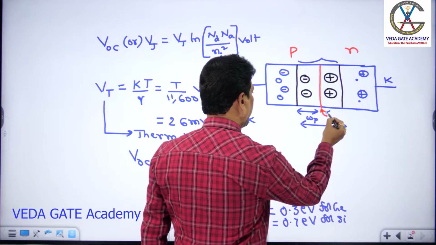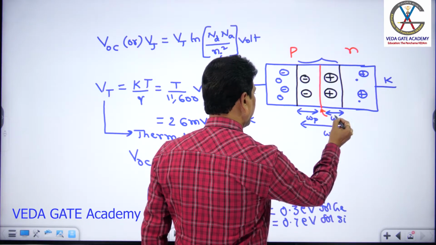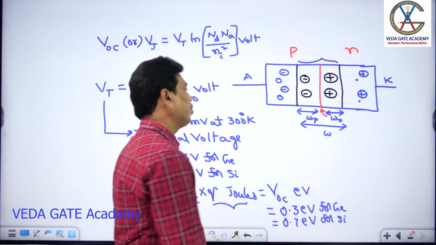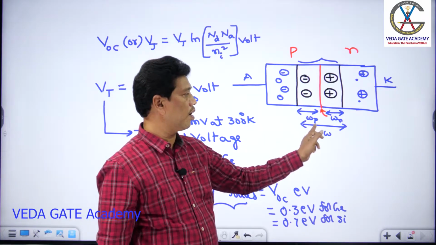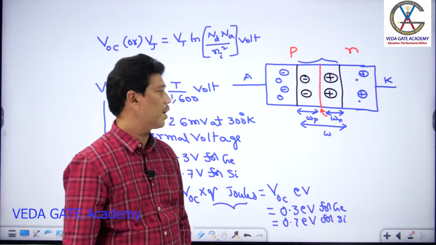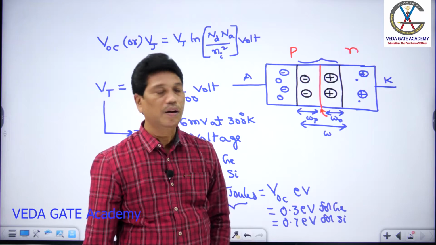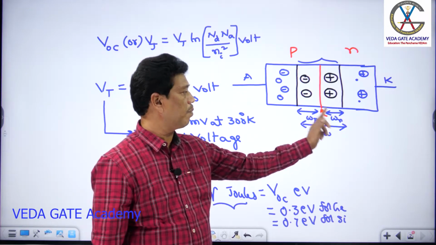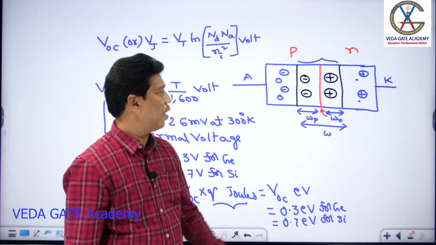What is the width of the barrier on N side? You can call it WN. Okay, the width of the barrier on P side I can call WP, and the width of the barrier on N side I can call WN. So the total width is W equal to WP plus WN. Let us see this now.